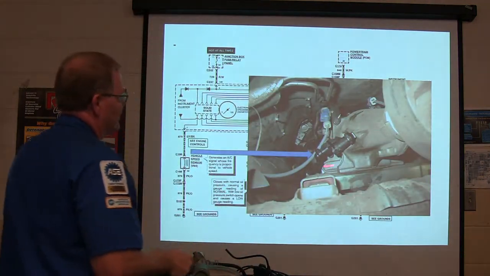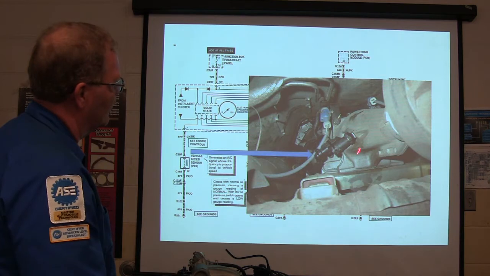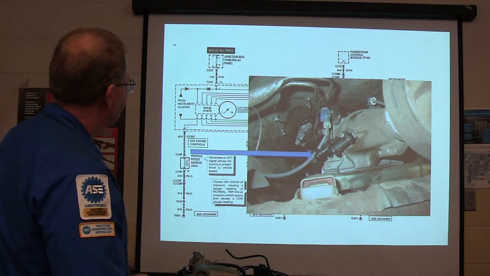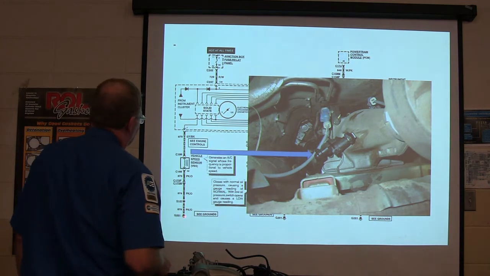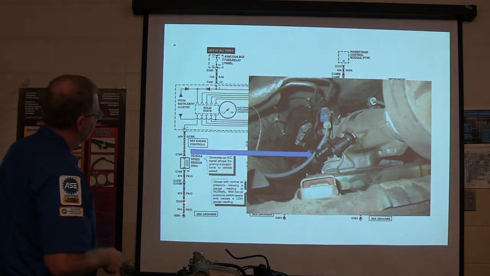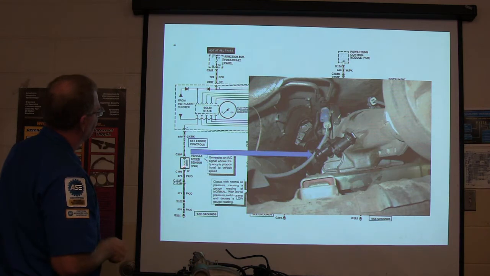This is what the speed sensor looks like on that one. You notice it's very similar to the one that was on that Escort. All right, and here's the speed sensor. See, it's grounded, G201, and it goes through a splice, it goes through a connector, and it goes all the way up here. Now let me show you this.